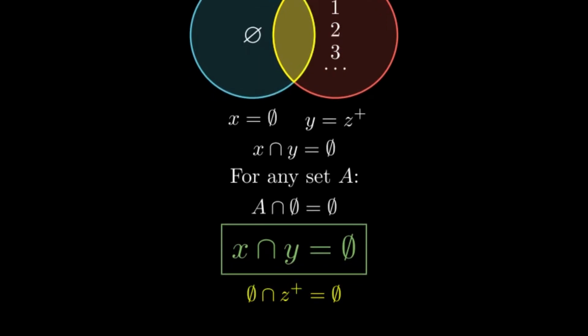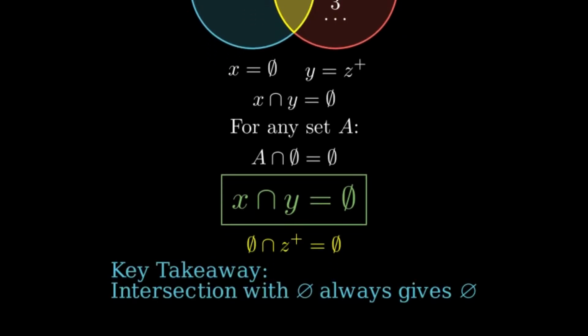This is because no matter what elements are in the second set, if we're intersecting with the empty set, the result will always be empty. This problem demonstrates how the empty set behaves in set operations, particularly in intersections. Remember, when intersecting with the empty set, the result is always the empty set.